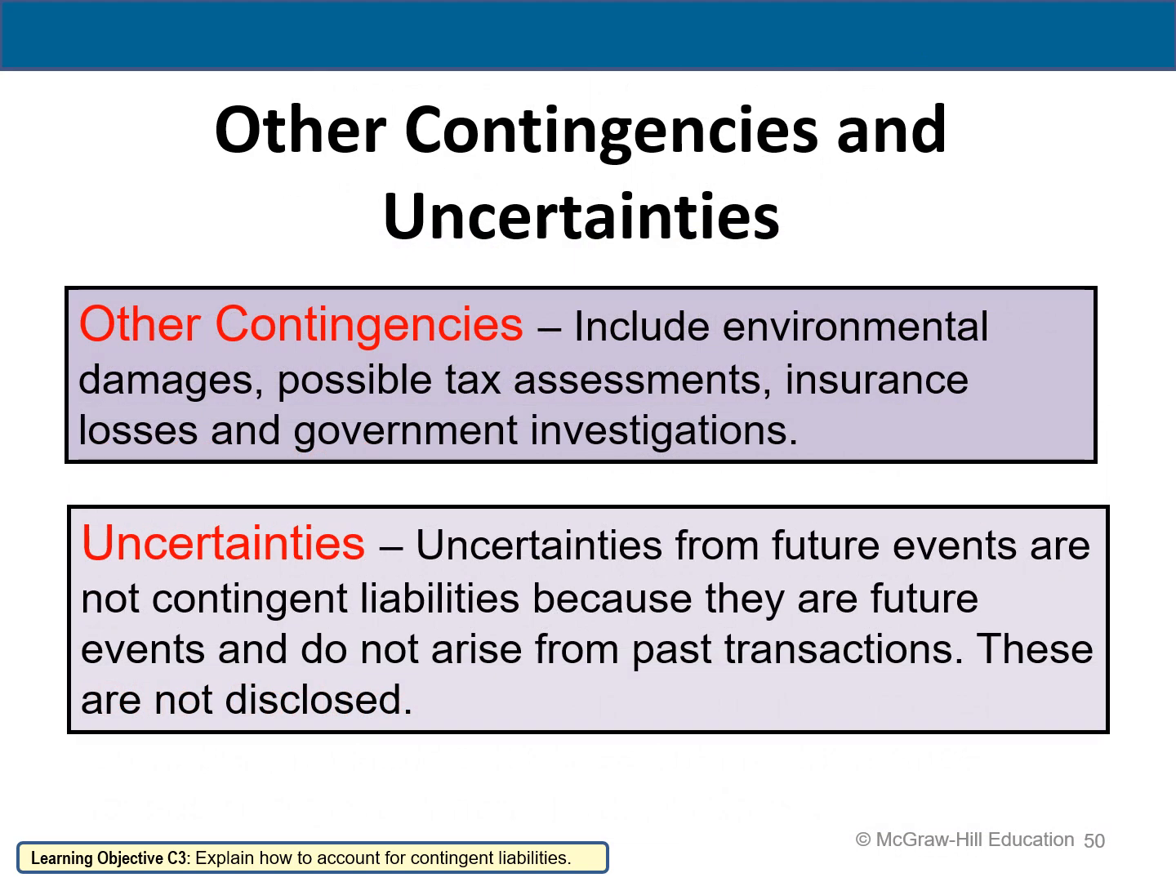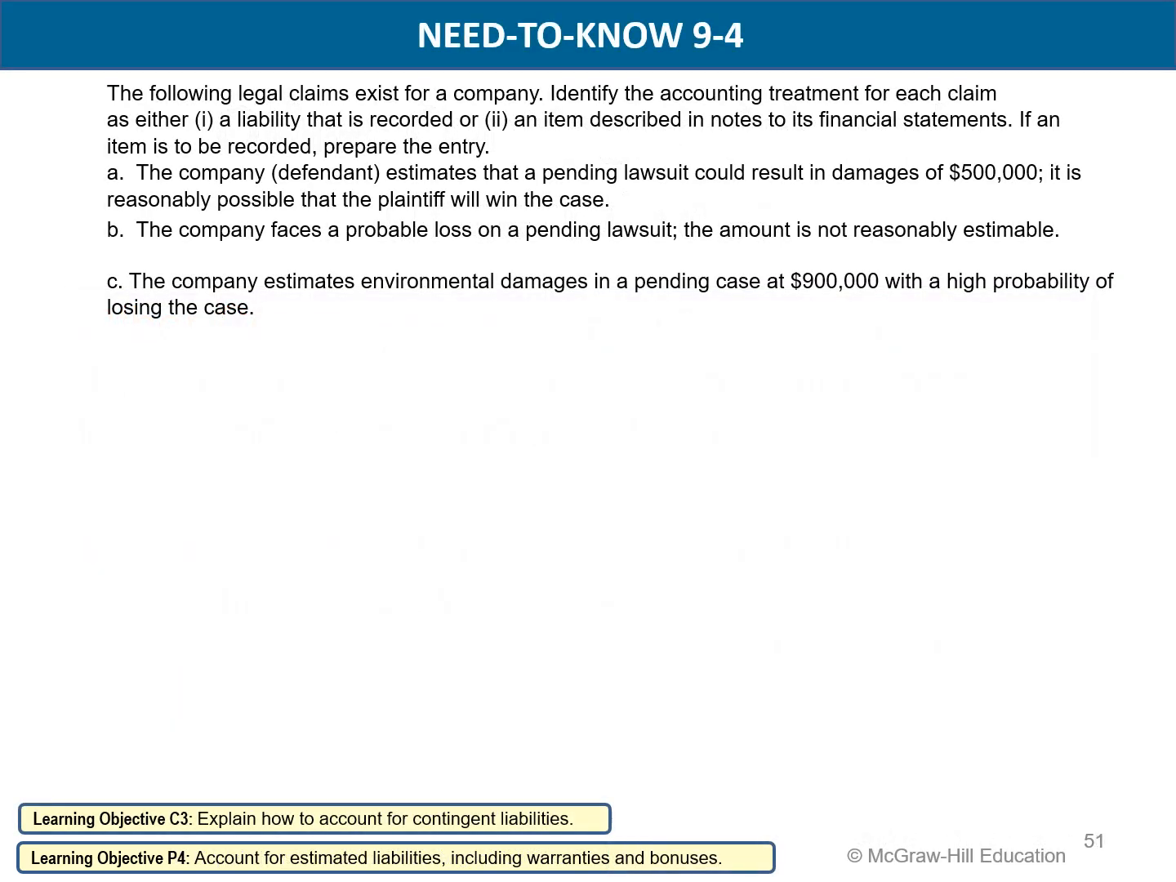All right, and then there are uncertainties. Uncertainties from future events are not contingent liabilities because they are future events and do not arise from past transactions. So the key here is that in order to be a contingent liability, it has to arise from a past transaction. Okay?